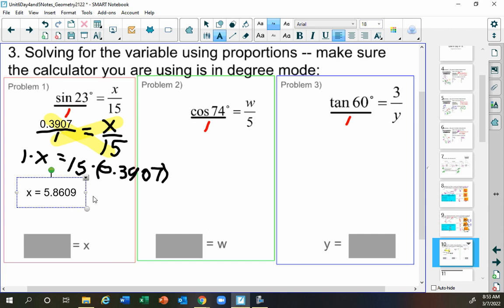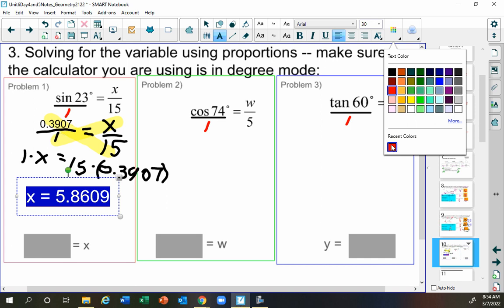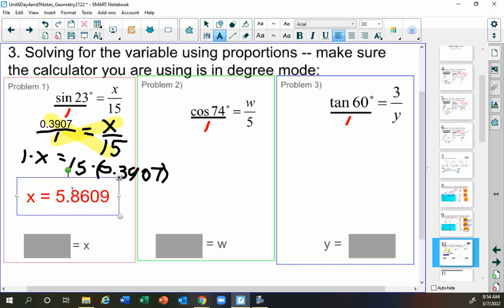And then do you have to do anything else with this problem? Anything else need to be done for this first one? No, right? That's all you do for this one. Let me make that a little bigger. There you go. Boom. That's the first one. All you did, again, multiply 15 times 0.3907. Boom, there it is. Question so far? If you want to put that number down here in the box, you can. You don't have to.